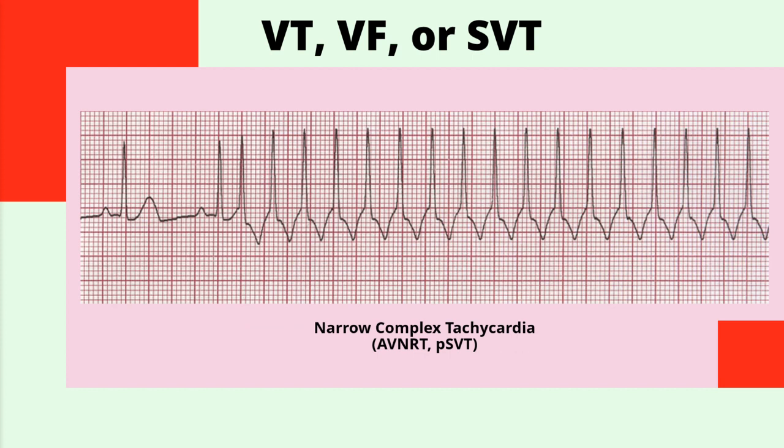In terms of subcategories of your narrow complex tachycardia, I would call this AVNRT because I do think that you can see some P waves right before that T wave there. So this would be a paroxysmal SVT, assuming it stopped kind of on its own in less than 30 seconds.